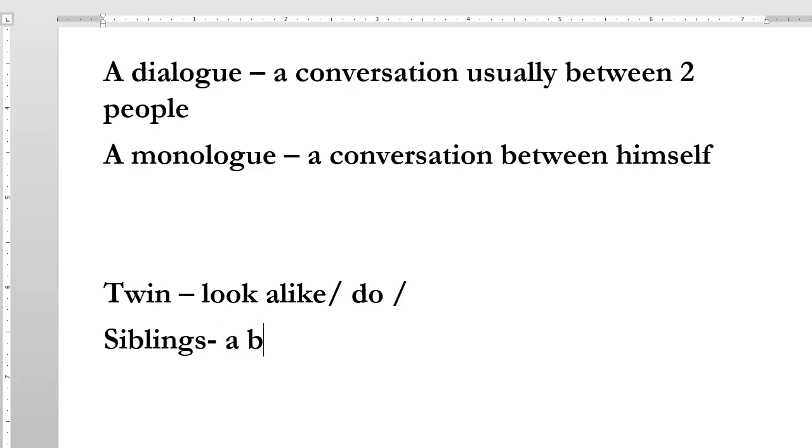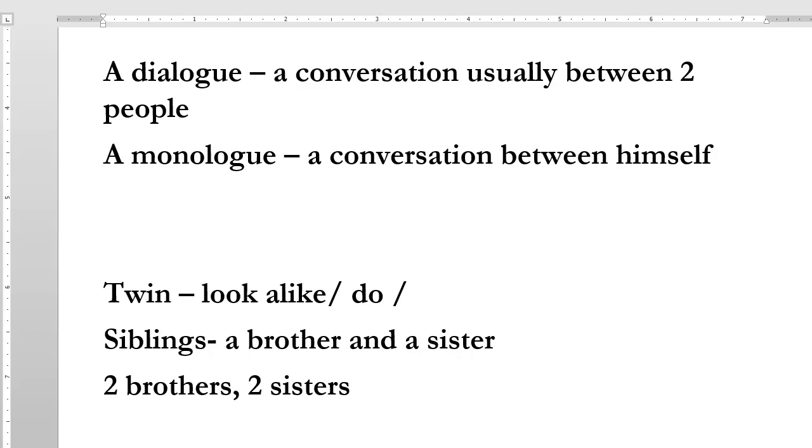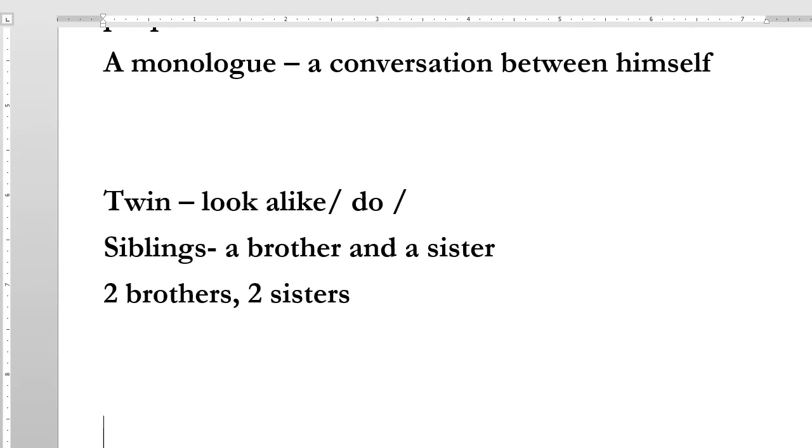It may be a brother and a sister. We call them siblings as well, or it can be two brothers, or it may be two sisters. All these things mean sibling, right? So in this case, you will understand twins are two people, first of all, and they have similar features. What about three people who have similar features? What do you call them? If it is three, you call them triplets.